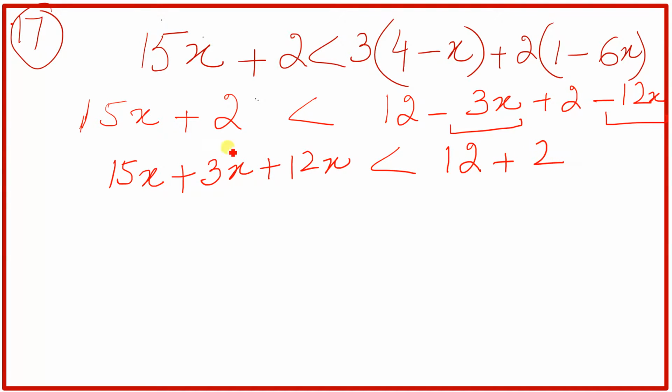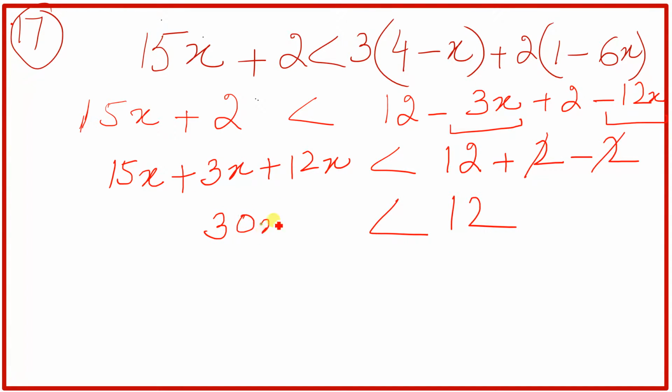Only positive 2 is on the left hand side. We have to take the transpose. Transpose means you have to bring it to the other side of the inequality. So it is negative 2. This is positive 2, negative 2 will cancel. Here we have only 12. But these are all positive.